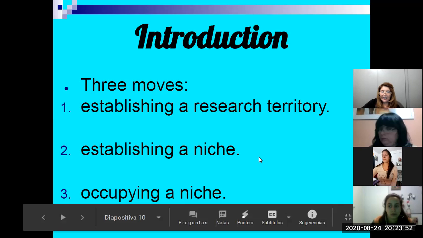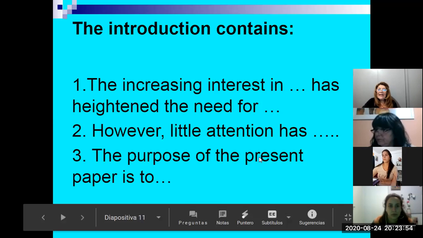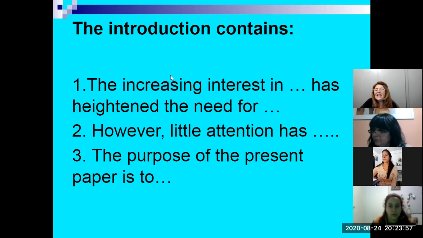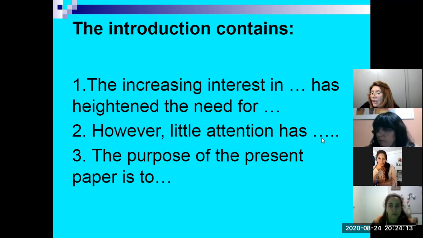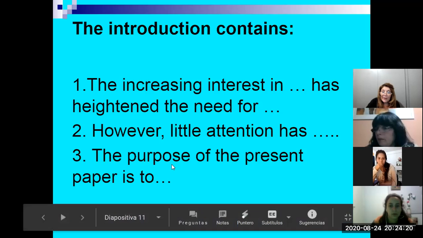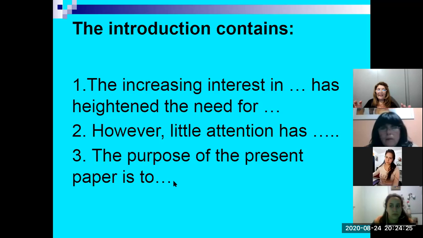So occupying the niche. Examples. The increasing interest in feminism has heightened the need for further research. However, little attention has been paid to the situation of children in schools in the 16th century, as an example. The purpose of the present paper is to, and then I occupy the niche.